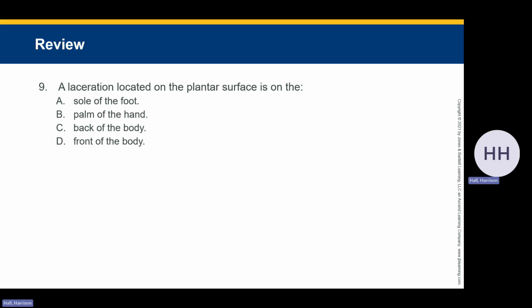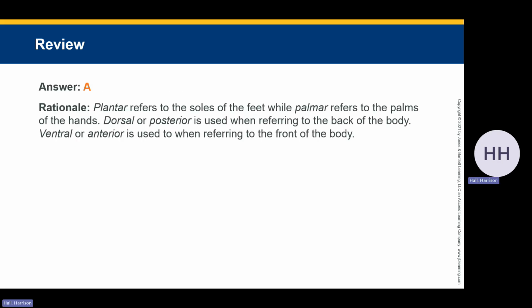A laceration is located on the plantar surface, which is on the what? Right, plantar is the sole of the feet.